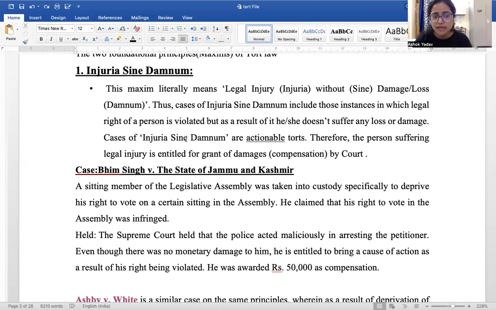Cases of injuria sine damno are actionable torts. So if any tort falls under this, then you will be held liable and given punishment for that. Therefore, the person suffering legal injury is entitled to a grant of damages, that is compensation by the court. First of all, here the punishment is always in the form of compensation. So whenever I'm saying you're made liable or punishable, you should know that legal damages will be given to you, in the form of compensation.